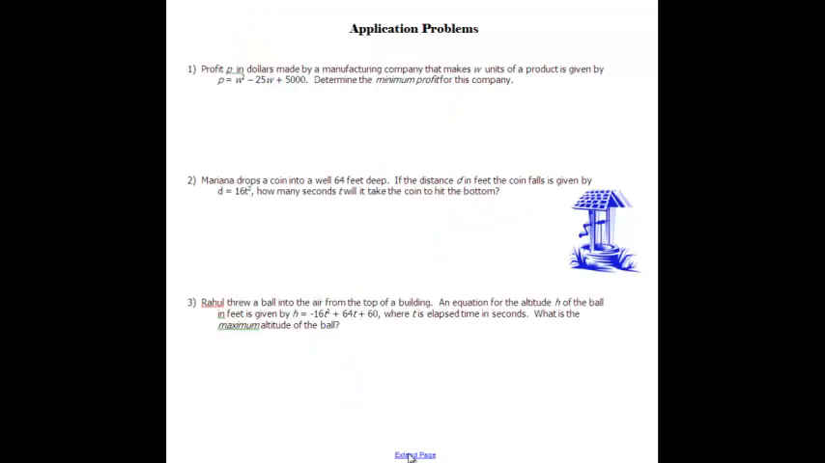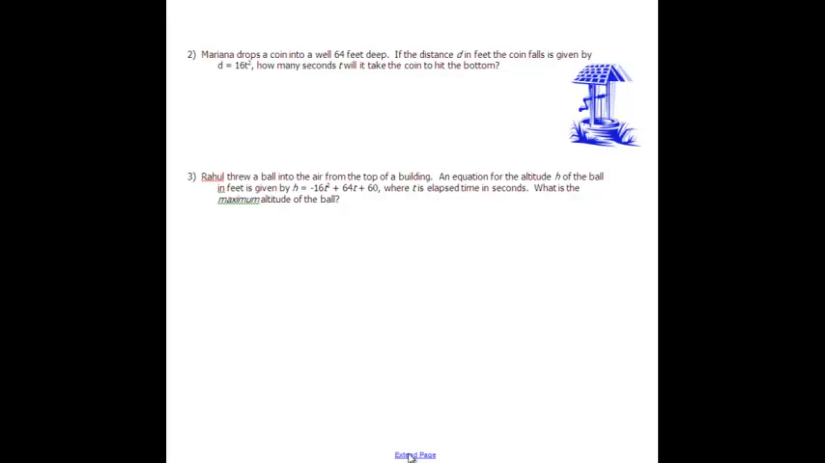I do want to look at one of these problems also because it relates to answering the question. I'm going to do number 3 with you. And if you look at number 3, this is in your practice packet, I believe. Rahul threw a ball into the air from the top of a building. So he's at the top of a building, and he's throwing a ball into the air this way. So the ball's going to go up a little, and then the ball is going to come down like that.